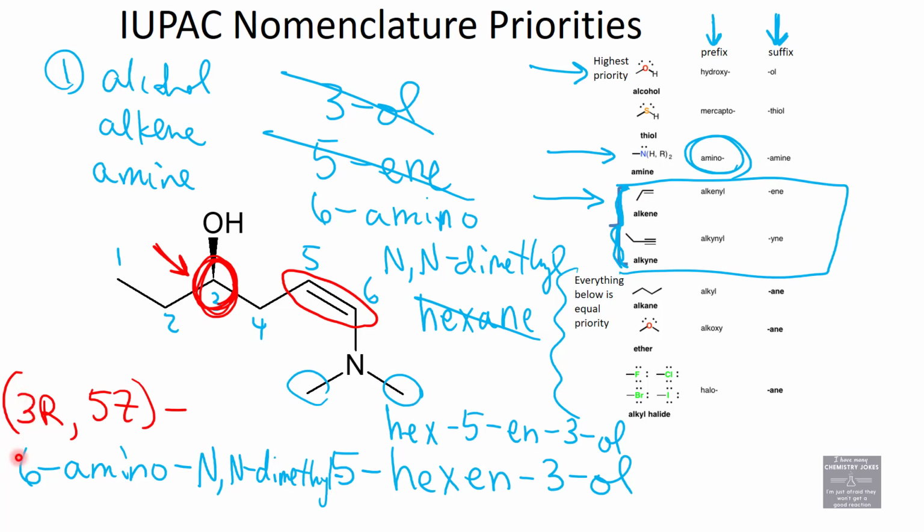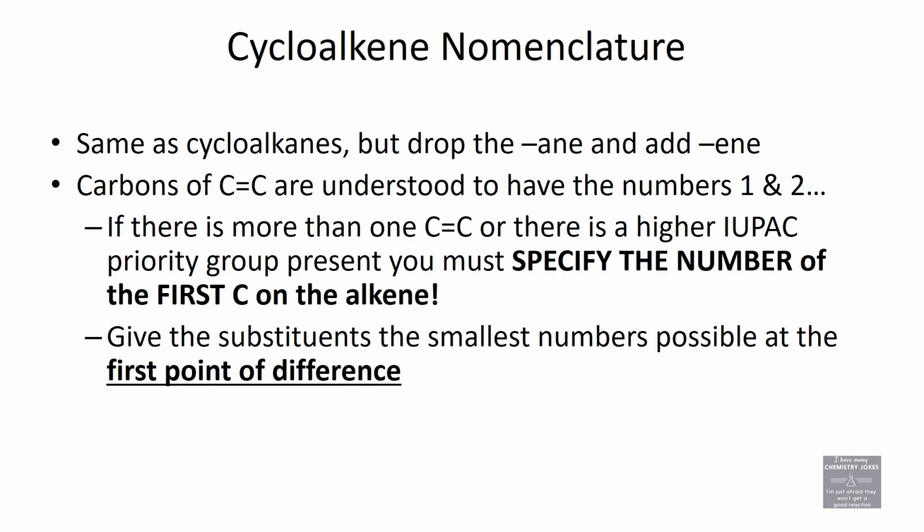Yeah? It's a beast. I told you it was a beast. But that's the whole process of how it's named. Okay, so that was a beastly alkene. A beastly alkene-ol thing. What about cycloalkenes? It's the same as what we've done, except it's not an ane, it's an ene. If the highest priority group on your cyclo thing is an alkene, it is understood to have carbon numbers 1 and 2. If there is a higher priority group present, you must specify the number of the alkene.